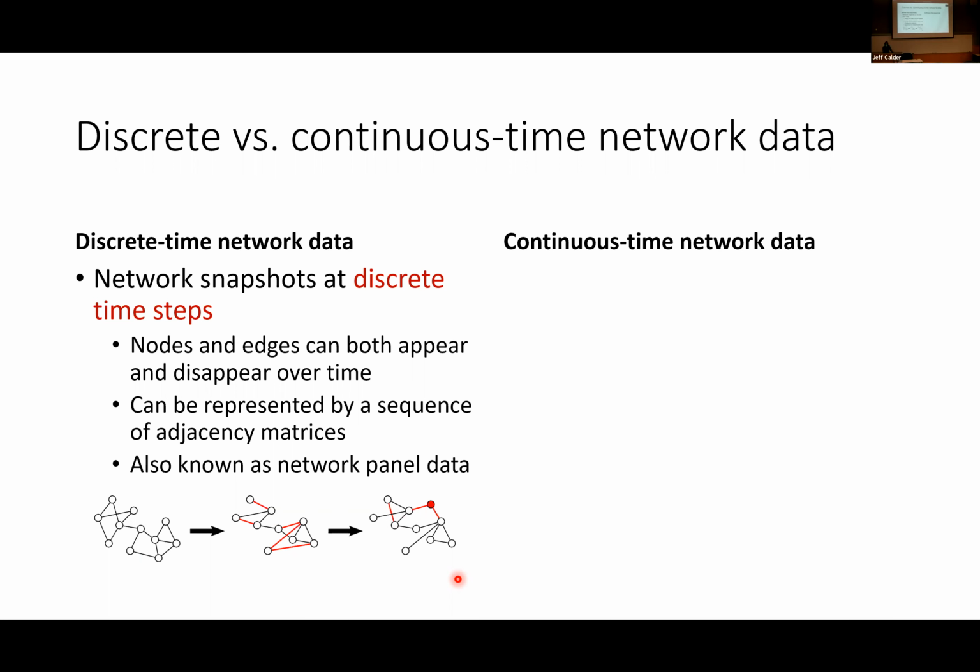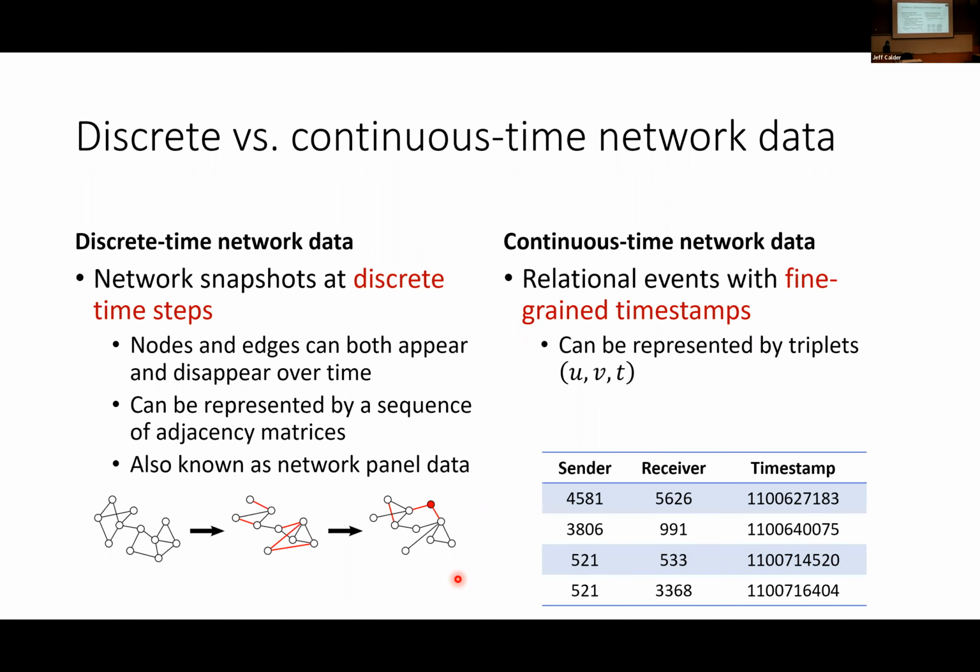Continuous time network data is more complex. Here I'm assuming you have relational events with fine-grained timestamps. Either an exact timestamp or, with a digital computer, nothing's ever exact, right? Nothing's ever continuous, but discretized at a fine-grained enough level. So let's say to the level of 1 second, or if you're collecting data over long periods of time, let's say over 20 years, maybe to the level of 1 day. So, very fine-grained.